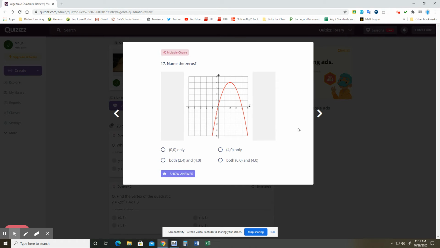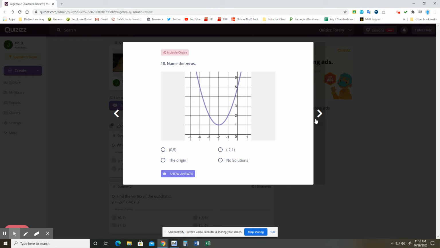Number 17, name the zeros. Now that, naming the zeros, they're ordered pairs. It looks like positive 4 is definitely a 0. That one works. However, there are two zeros, and that origin right there has to be that one, which clearly you can see they chose it.